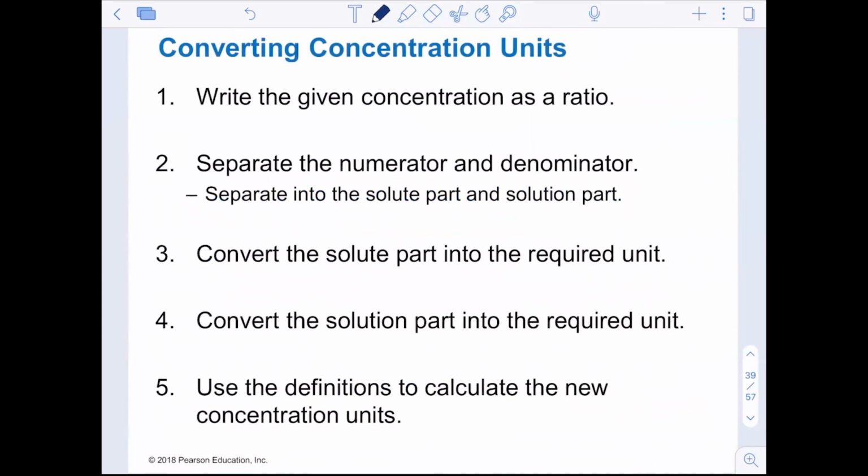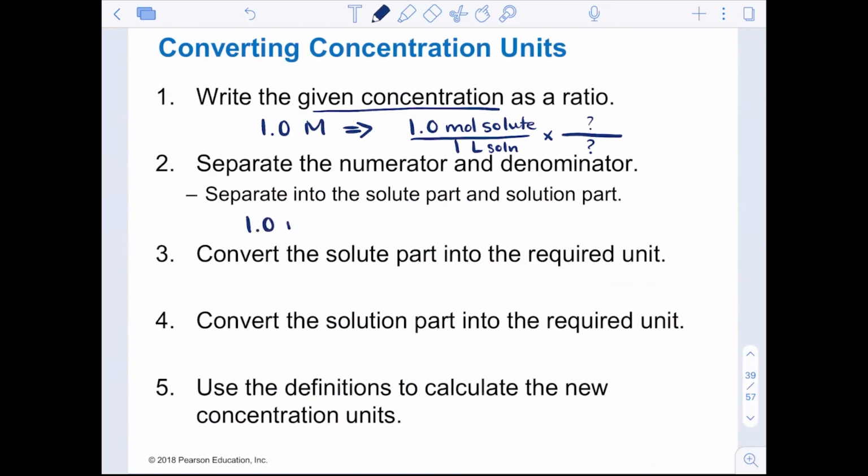We will be converting between concentration units. The best thing to do if you are given a concentration unit is to write it as that ratio. Don't just say 1.0 molar. Right? Convert it. 1.0 moles of solute, again, be specific, per 1 liter solution. Write it as that fraction because then we will be able to use conversion factors to take this wherever we need to go, whether we change the numerator or change the denominator, okay? We may even need to separate the denominator.